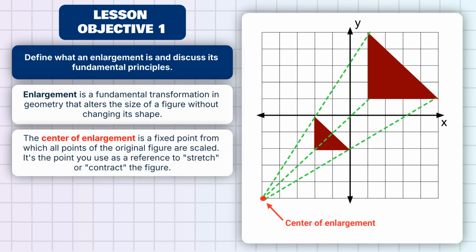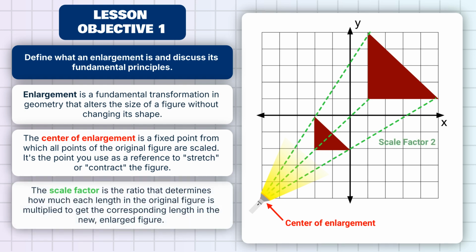The center of enlargement is a fixed point from which all points of the original figure are scaled. It's the point you use as a reference to stretch or contract the figure. For instance, if you think of shining a flashlight from a point, the light rays spread out. Similarly, the figure enlarges from the center.